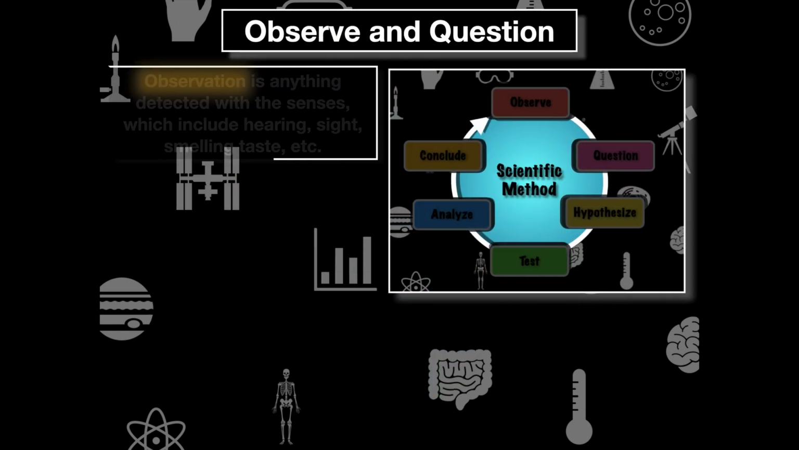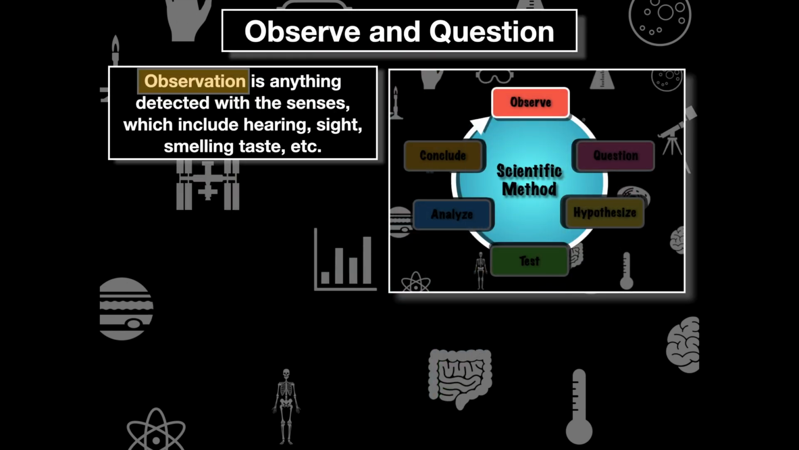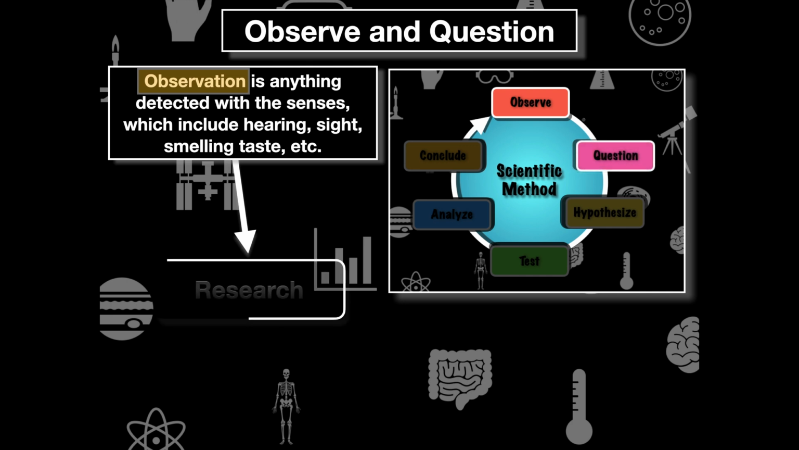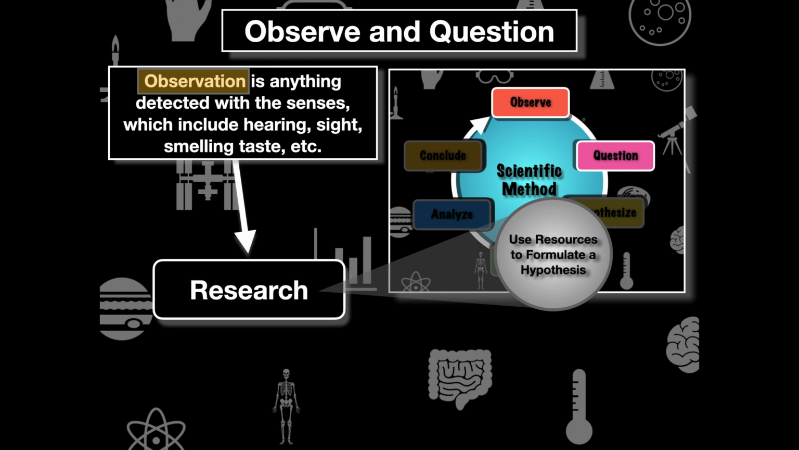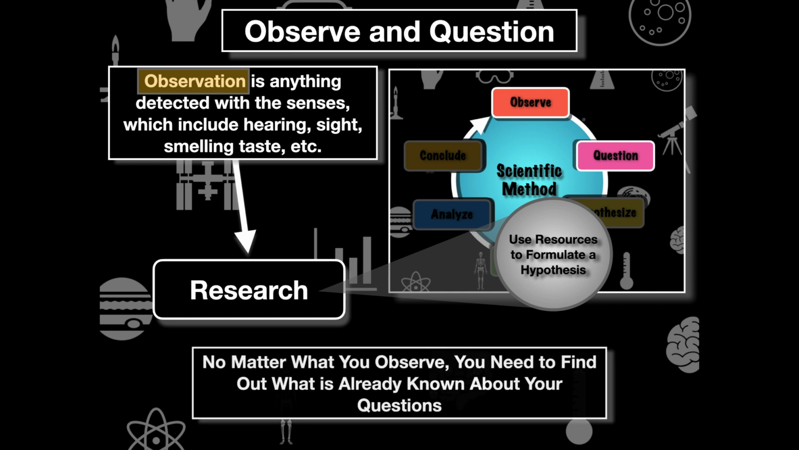So let's go through the first part here, observe and question. An observation is anything detected with the senses. This is going to include hearing, sight, smelling, taste, etc. Now, we're going to use research, and all research is using resources to formulate our hypothesis. We're going to make an observation, formulate a question, and research that to try to design the experiment. So no matter what you observe, you need to find out what is already known so you can come up with the best hypothesis for your question.